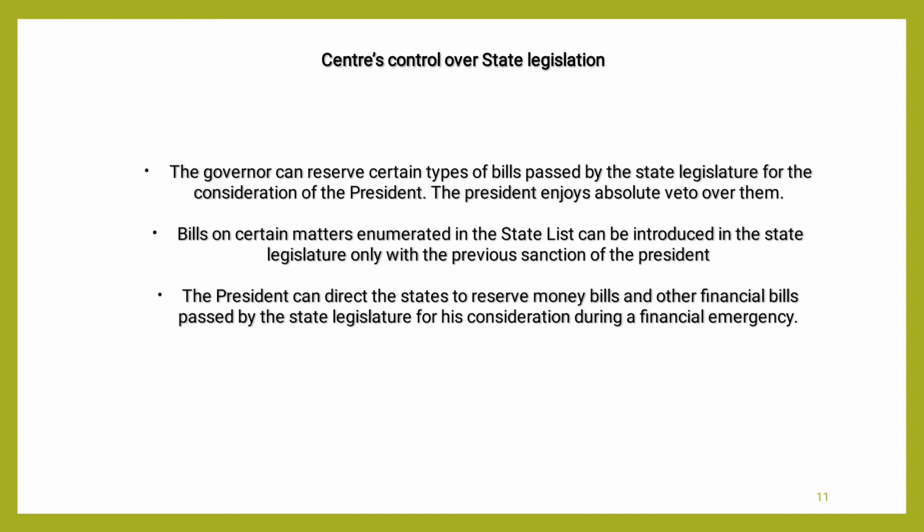Next, suppose an important law needs to be made by the state. So automatically it will pass the bill to the governor. So the governor's signature is important here, but the governor may not be able to decide, and he or she may send it to the president for sanction. So here also we see that the power is with the center. So there is a control of the center over the state legislation.